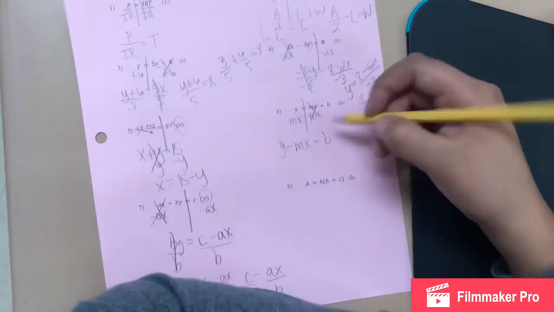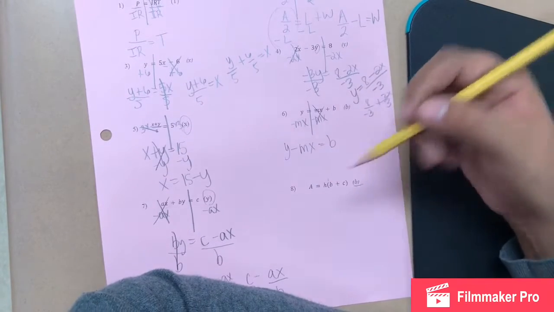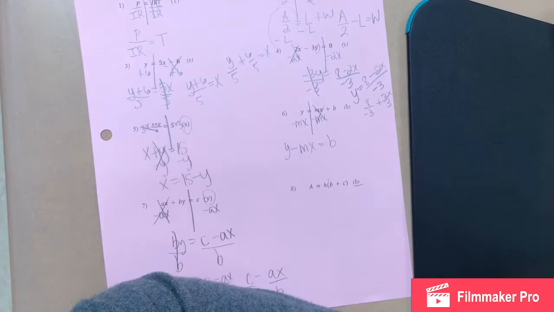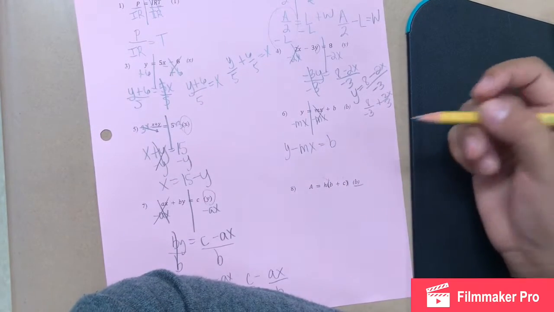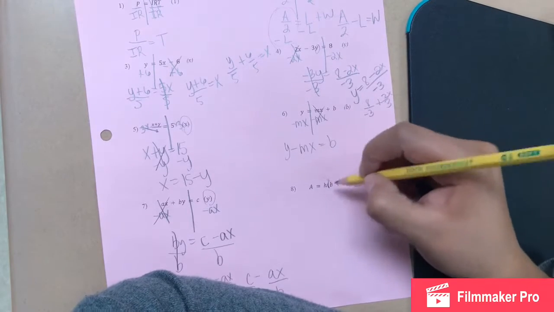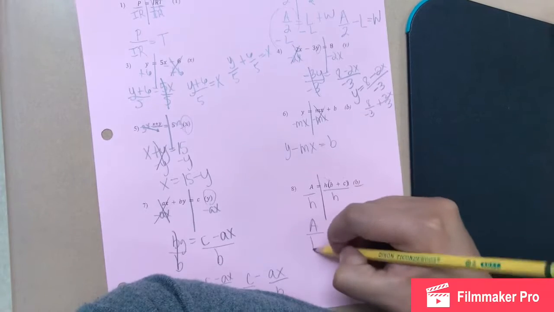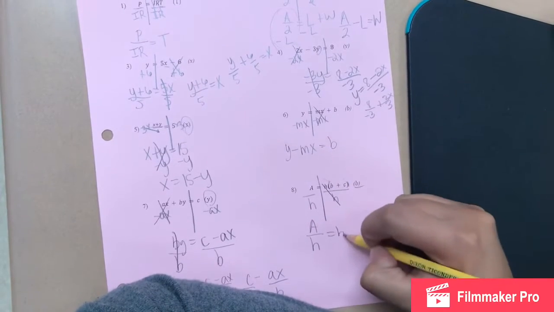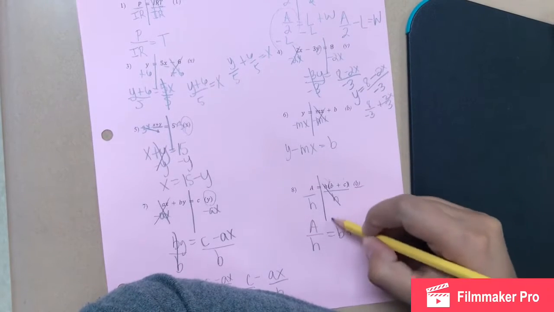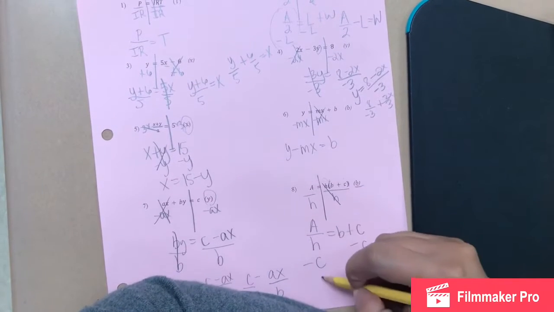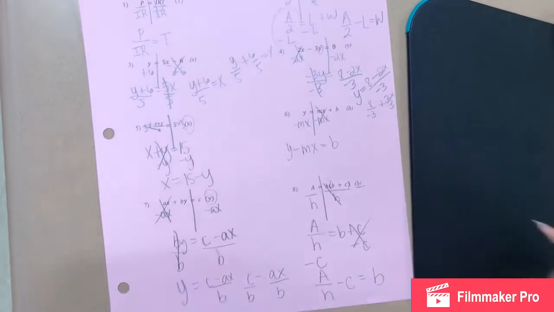Number 8, we're solving for b. Right now, b is adding c and multiplying by h. Normally, we would take care of the adding c, but because it's in parentheses, this h out here takes priority. So the inverse of multiplying by h is to divide by h. A over h equals, the h's cancel, and I have b plus c. It opens up that parentheses. And to solve for b, the inverse of adding c is to subtract c. So a over h minus c equals b, and the c's cancel.